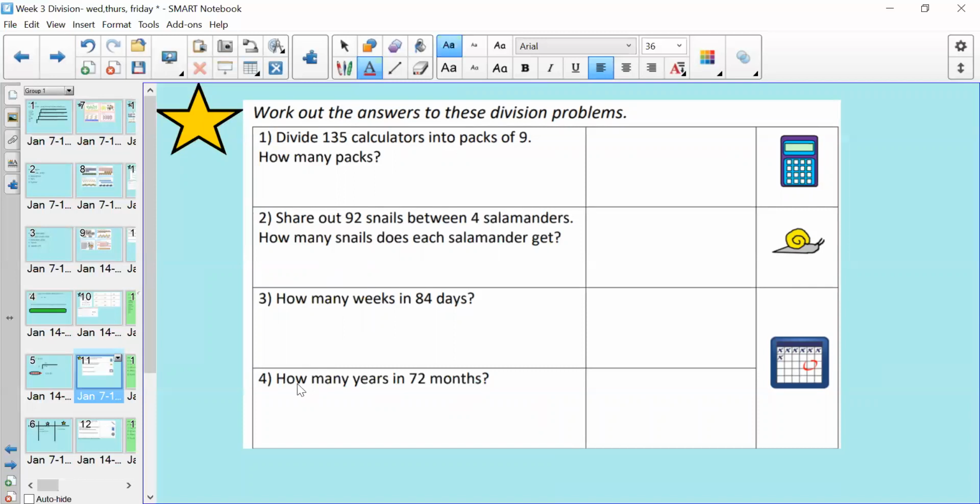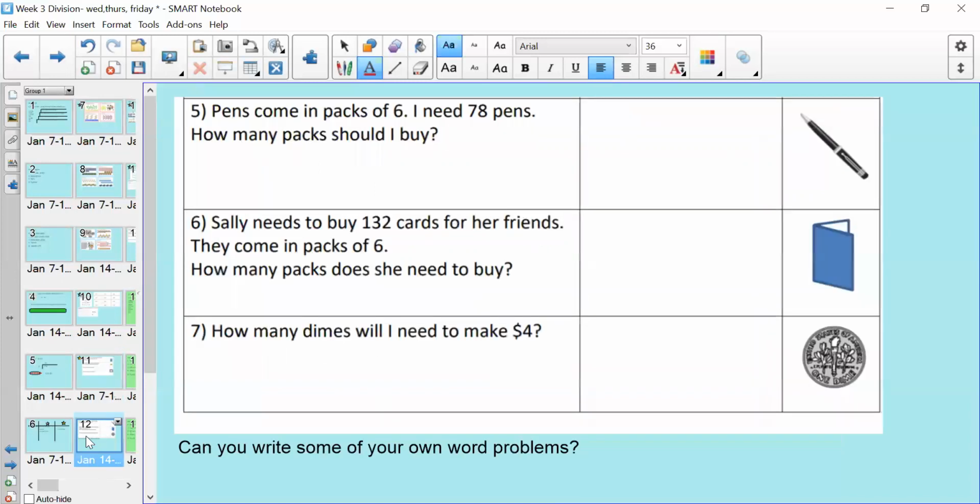For example, how many years in 72 months? You need to think about what are you actually going to be dividing 72 by. Same with this one, how many weeks in 84 days? Because they've only given us one number, whereas the others have got 2 numbers. So you're really gonna have to think about what you're gonna be dividing by. Okay, and then our answers.